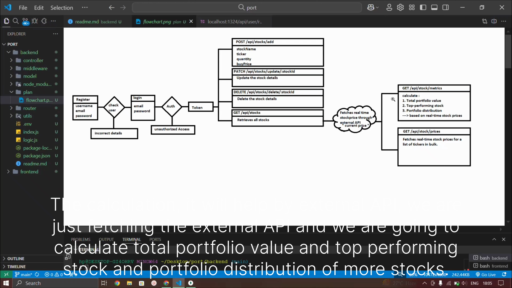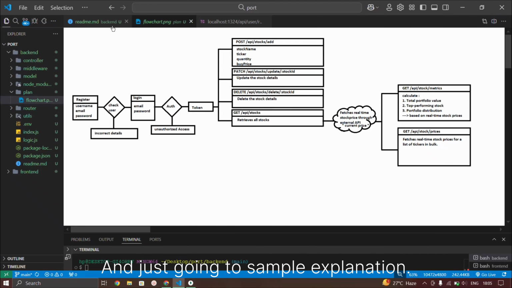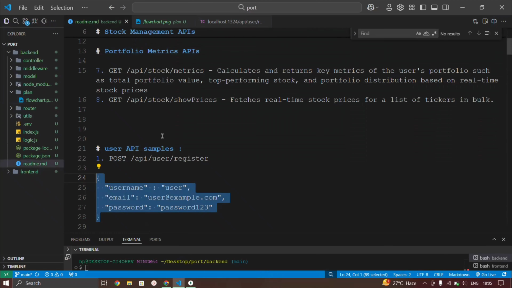We are just fetching the external API, and we are going to calculate the total portfolio value, the top performing stock, and the portfolio distribution among our stocks. I'm just going to give a sample explanation.